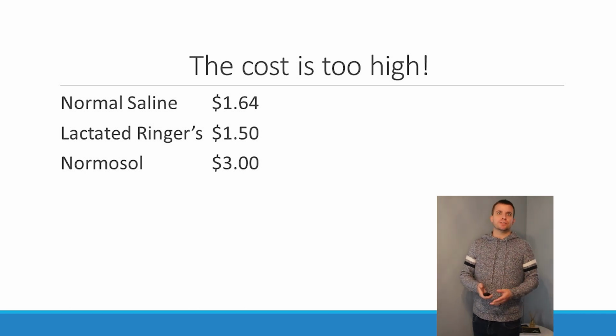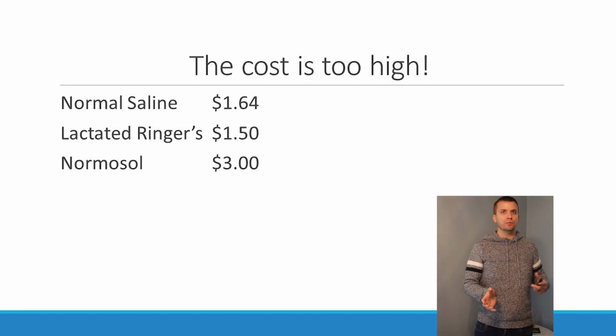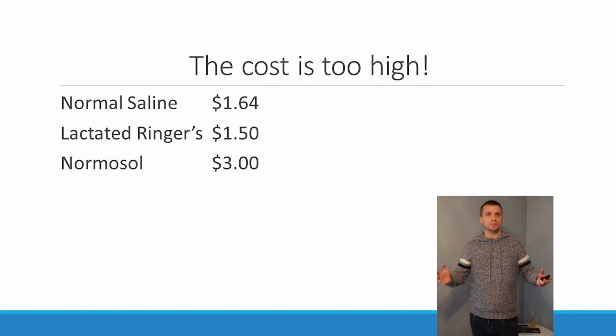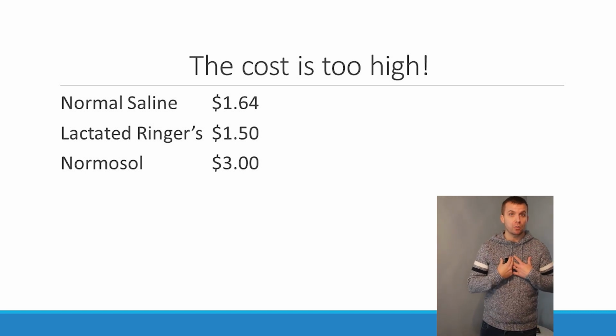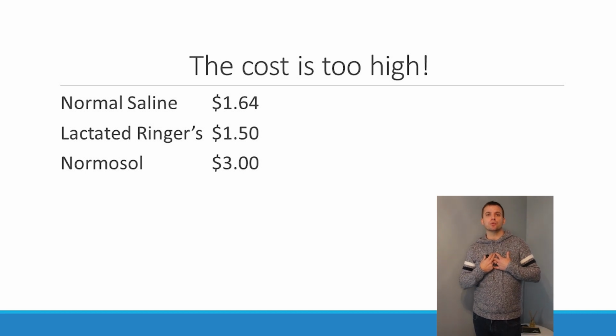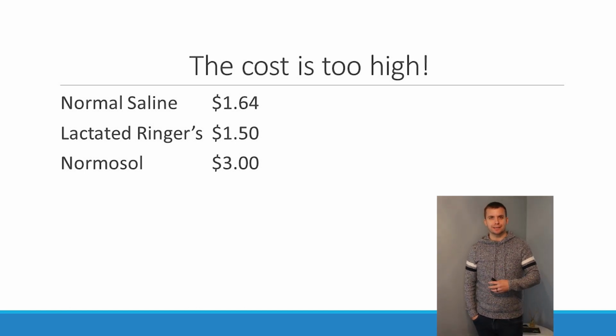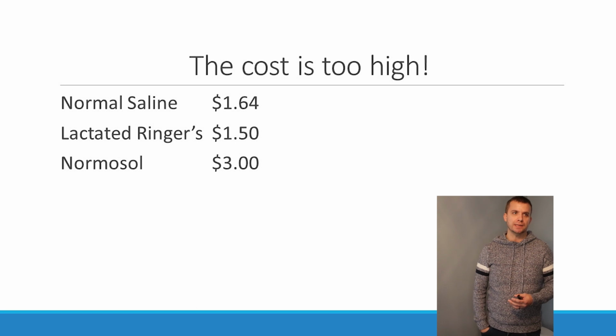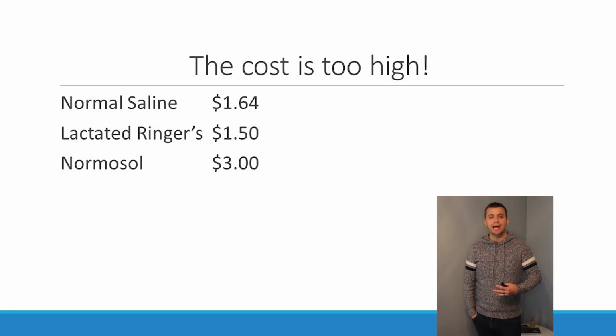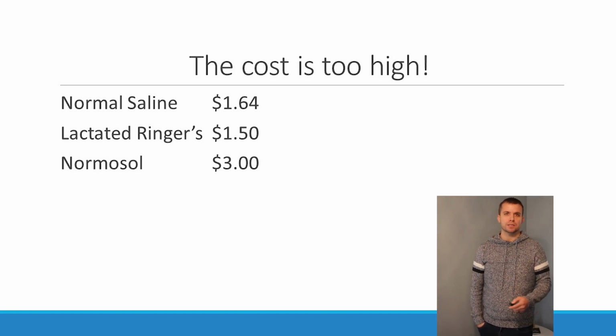The other argument is that the cost is too high, right? Everyone's like, oh, it's so expensive. The hospital won't pay for it. It's way too expensive. At my previous place I worked at, normal saline, lactated ringer, and Normosol were all around the exact same price. At the last time I checked, normal saline was $1.64, lactated ringer was $1.50, and Normosol was $3. Where I'm currently at, it is $1.36 more. But if you're talking about improved mortality, reduction in acute kidney injury, less likelihood of being on renal replacement therapy, all for $1.36, I think it's worth the increase in price.